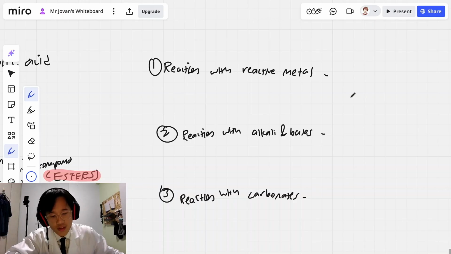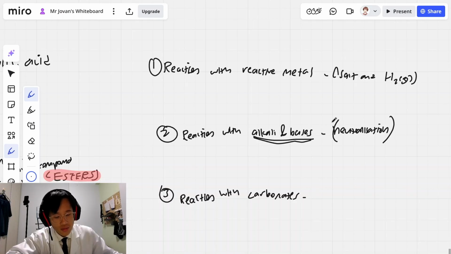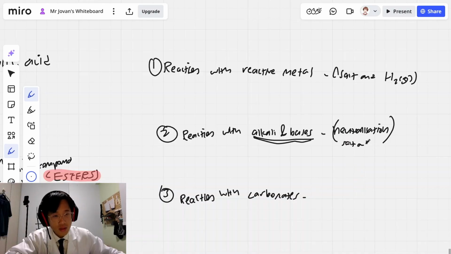Okay, when you react an acid with a reactive metal, you get salt and hydrogen gas. Reaction with alkali or base, what do you get? Okay, you cannot react with alkali and base. No acid, because it's already an acid. So alkali and base with my weak acid is neutralization. And what do we get from neutralization? Salt and water.